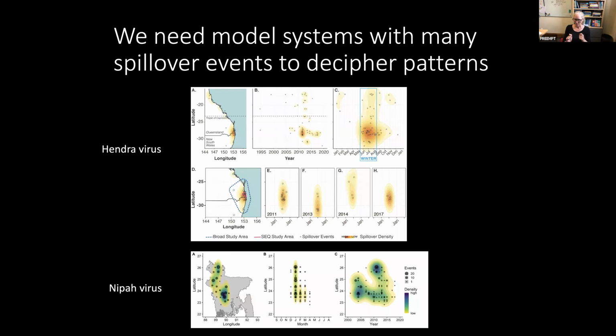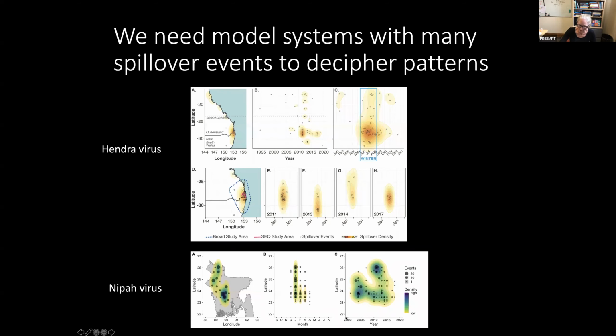But to understand this pattern, I'm going to move away from SARS-CoV-2 for a moment and transition to a couple of other viruses that come from bats, but that spill over into the human population regularly. So these pathogens, Hendra virus in Australia, Nipah virus in Bangladesh. If you look here at the east coast of Australia, every dot here is a map over space and time. Every dot is a spillover event of Hendra virus from bats into horses, which are the intermediate host here. And then if we go down here and look at Nipah virus, this is Bangladesh here.